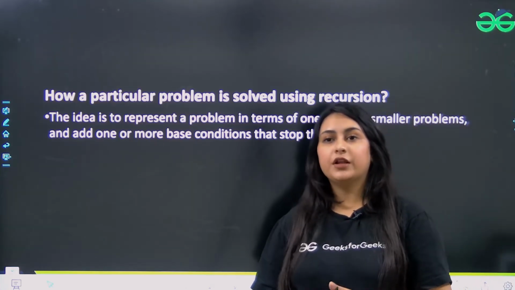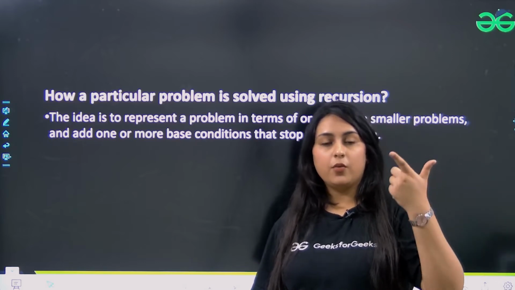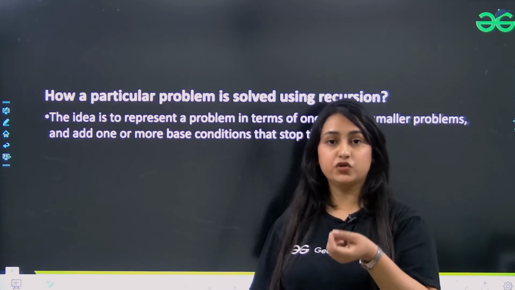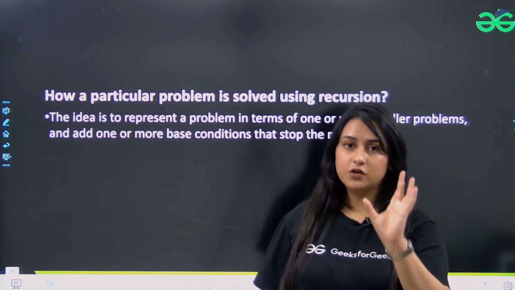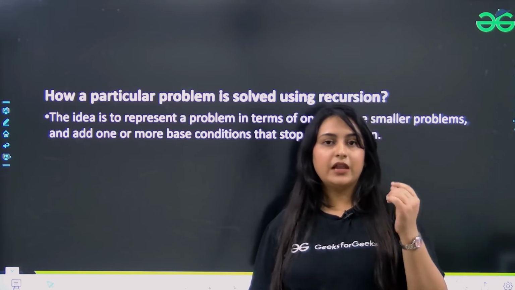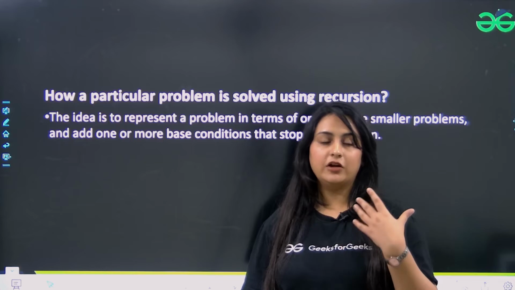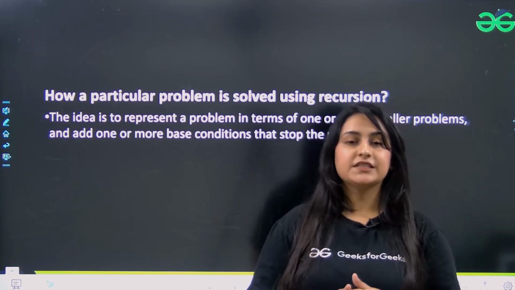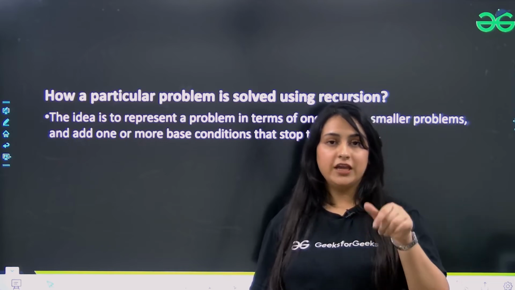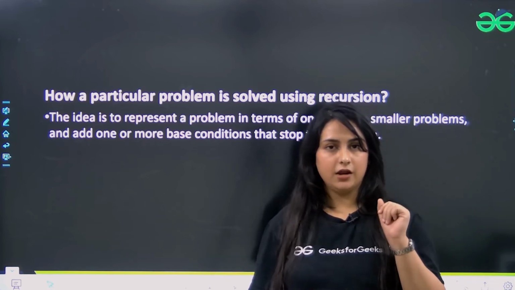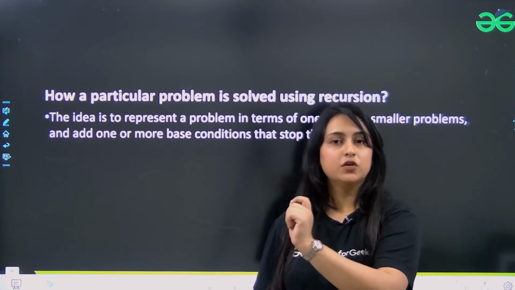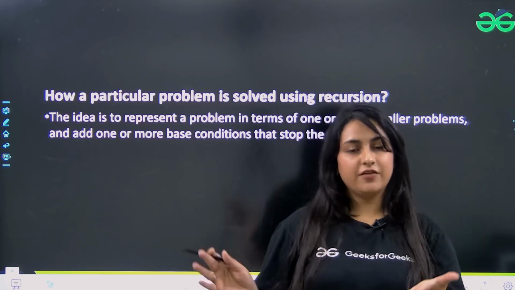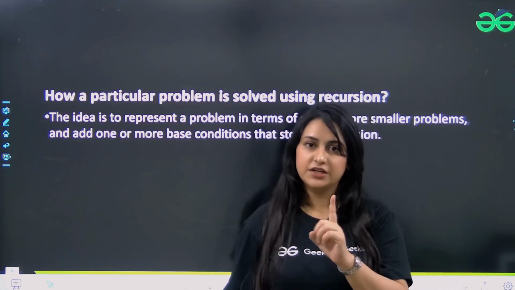So for example, if I ask what is e raised to the power 0, e raised to the power 0 is 1. So if I have any function to calculate the exponential, I can always break it into smaller problems, and I can say that when the value of n is 0, if I want to calculate e raised to the power n, the value will be 1, right? So that will be the base condition. For each and every question, there will be at least one base condition, okay?